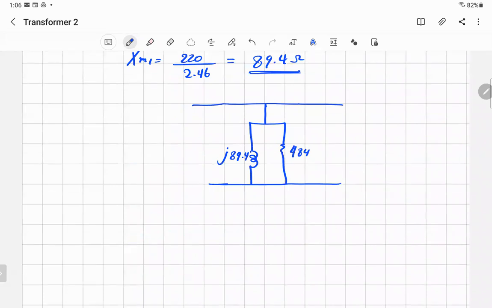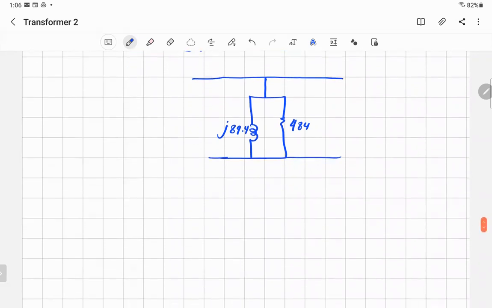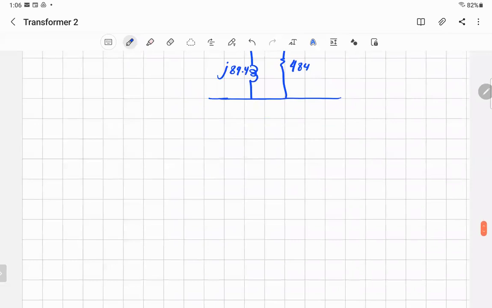Now, what's left? I should make the short circuit test. Short circuit test, as we explained. How many minutes do we have? 4 minutes. Okay. Short circuit test, that's what I'm going to do. That's the transformer.